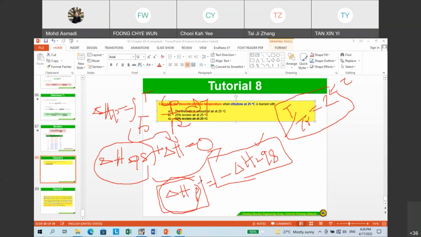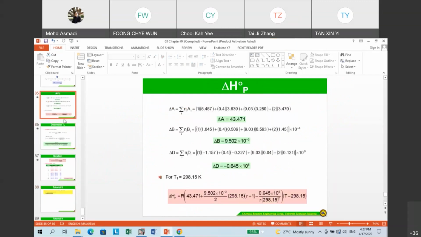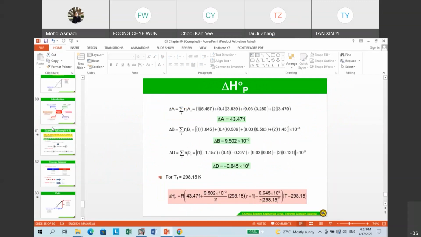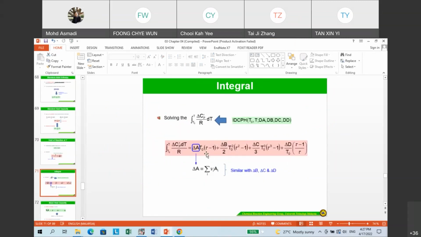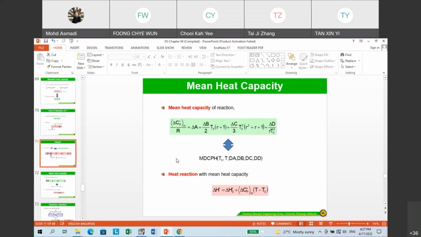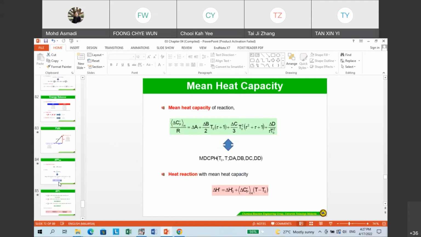For this delta HP, you have to use this equation. Which equation do you want to use? This one, right? Or you want to use this one? It's okay, but I use this one. Use this one for the delta HP. Can you give me the delta H 298?